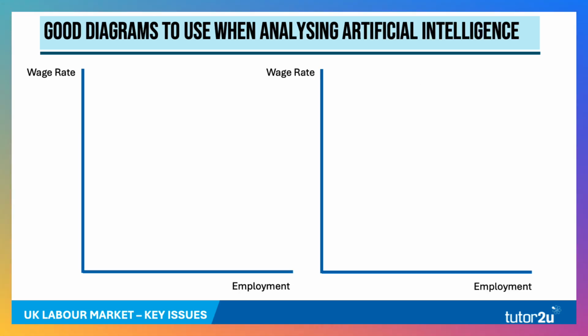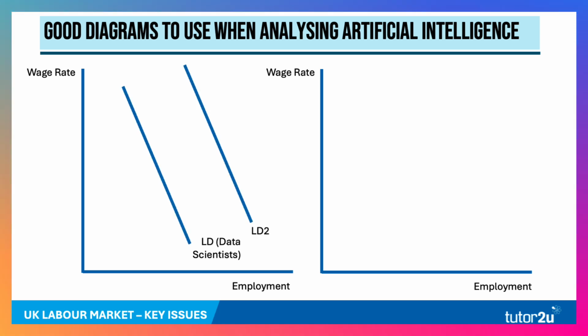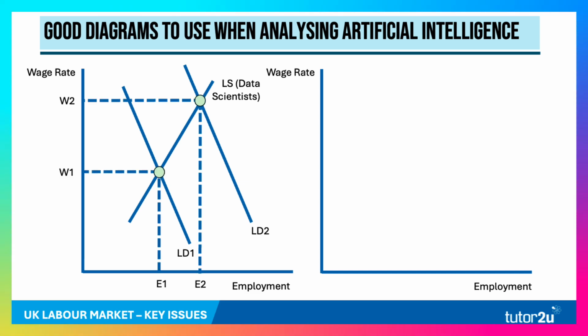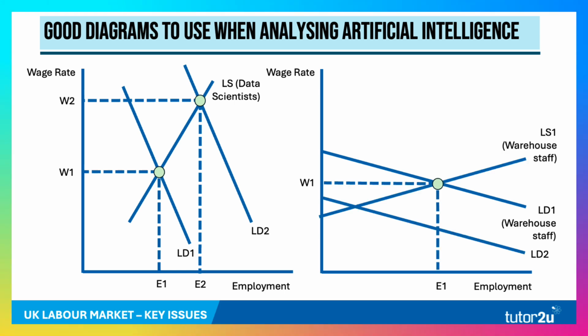Now, one way of approaching this in an exam is to use a double diagram. On the one hand, some jobs will go up in demand. So the demand for data scientists will increase, potentially driving up their equilibrium wages and employment. Whereas on the other hand, demand for warehouse staff might fall, leading to a fall in employment and perhaps a fall in wages.